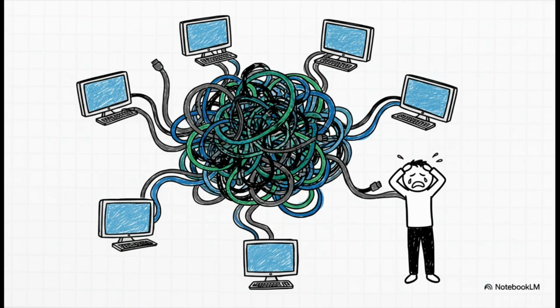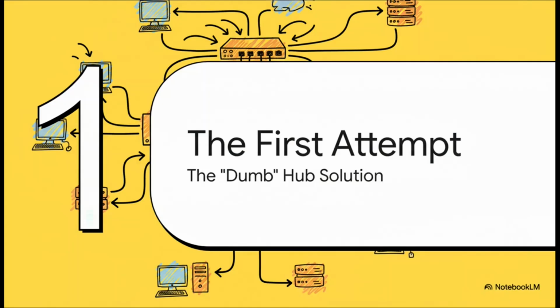Because, let's be real, if you tried to connect every single computer to every other computer, you'd end up with the spaghetti monster of cables that would be an absolute nightmare. No, clearly that's not the answer. We need a central device, a much better way to get everyone connected. And for a long time, the very first answer to this connectivity problem was a simple little box called a network hub. This was our first real attempt at creating an organized, connected office.